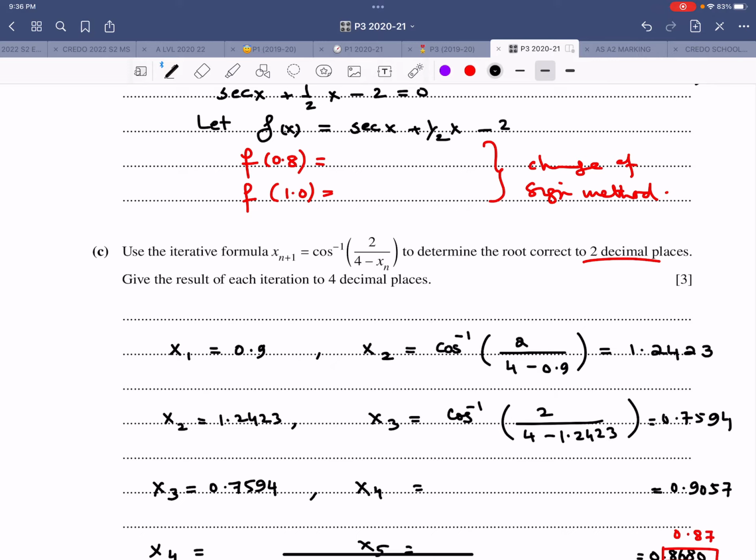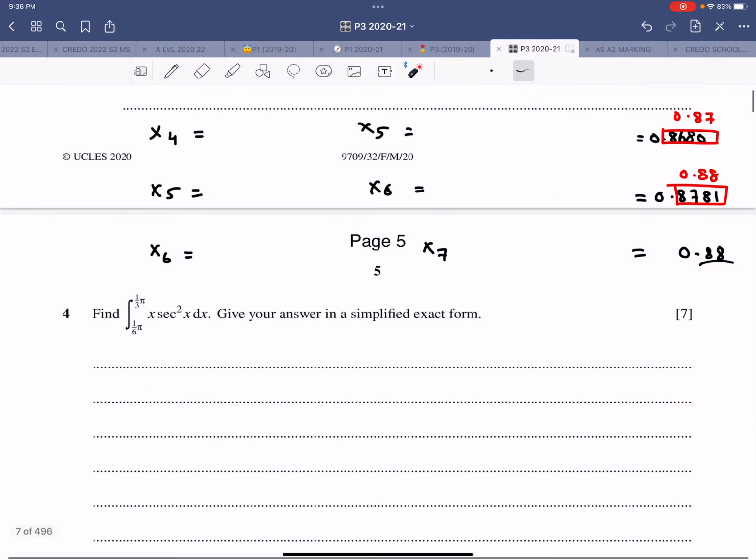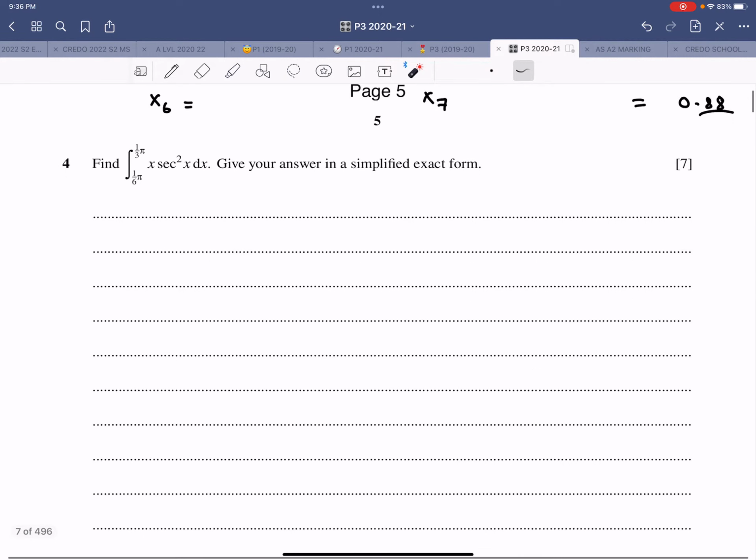So the best bet is to start from the mid value. Second important scenario to be learned over here: I started with 0.9, I got a value 1.24. I started with 1.24, I got a value 0.75. So sometimes this kind of fluctuation does happen. And then it was converging to a value. Let's look at the next question.